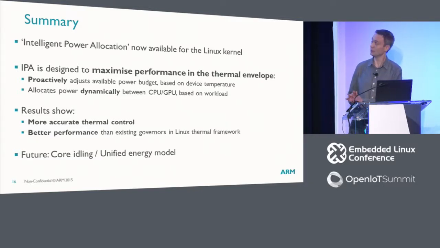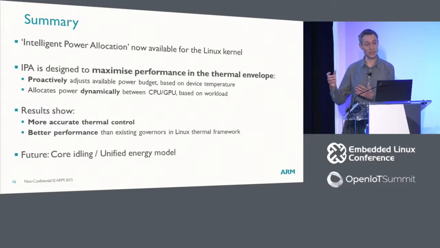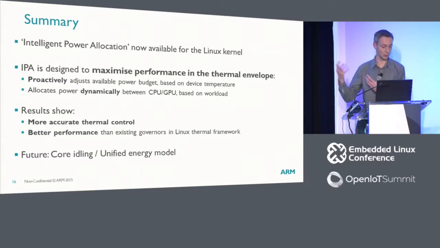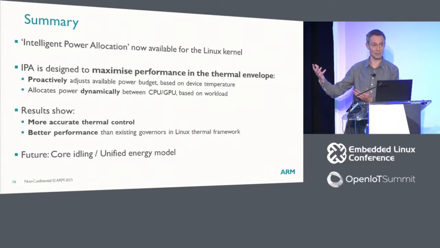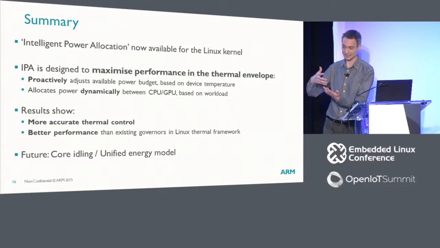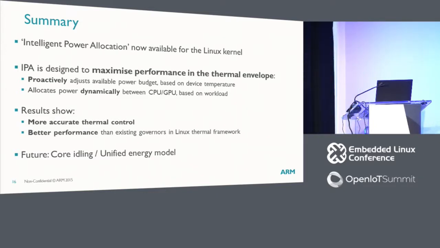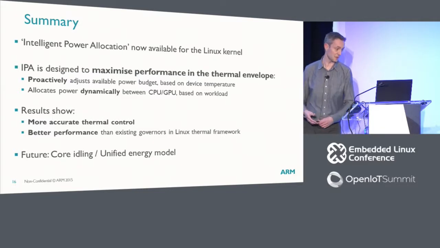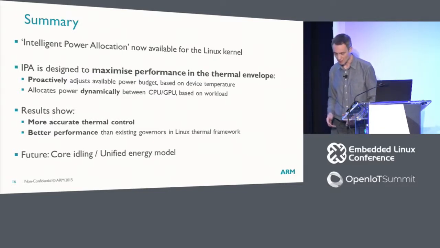Okay, so in the future, we're looking at maybe core idling. We hope to perhaps combine the power model that IPA uses with the energy model that EAS uses into a single unified energy model. And so that will make things simpler. And EAS will be able to just accept the thermal budget given to it by IPA. So for instance, in a cold system, your thermal budget might be 2.5 watts. As the system heats up, it might go down to 1 watt or something.